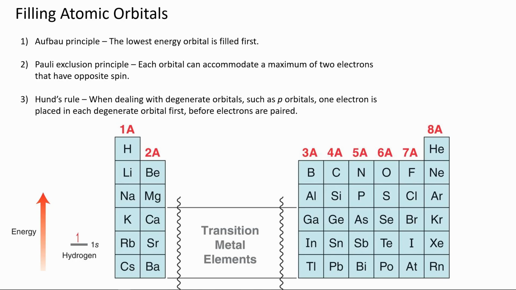And then we have Hund's rule. When you have orbitals that have equal energy, or degenerate orbitals, such as p orbitals, remember we saw that there's 3 p orbitals, x, y, and z. We're going to put 1 electron in each of those orbitals first before we add a second electron to any of the orbitals.